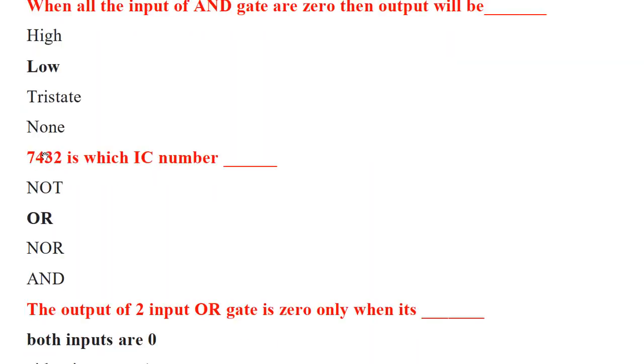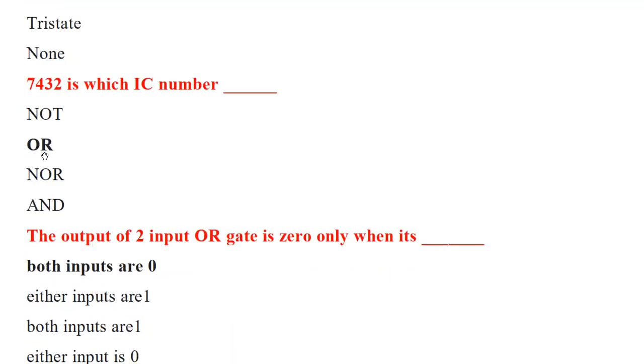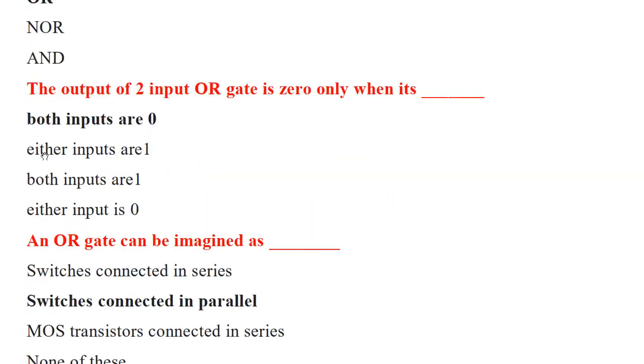So let's cover the next MCQ: 7432 is which IC number? Of course it is an OR gate IC number. The output of a 2 input OR gate is 0 only when both the inputs are 0, because OR gate means plus symbol, and its output equation is given by the plus symbol. So for a 2 input OR gate, the output is 0 if both the inputs are 0. So 0 plus 0 is 0, otherwise the output is 1.